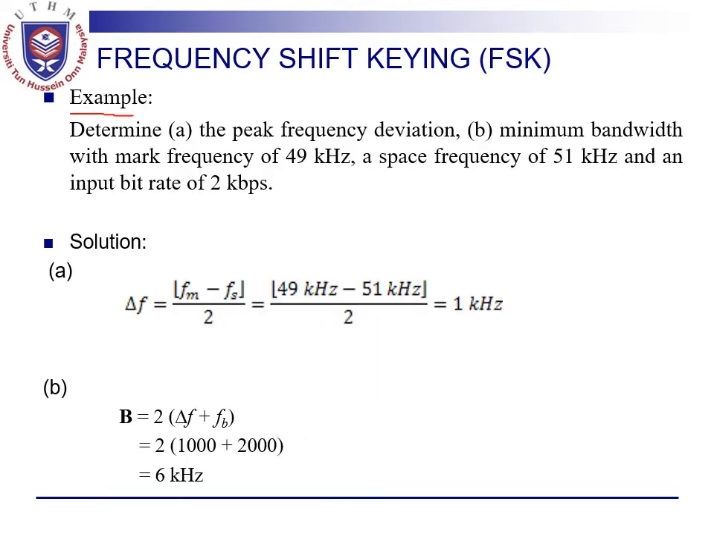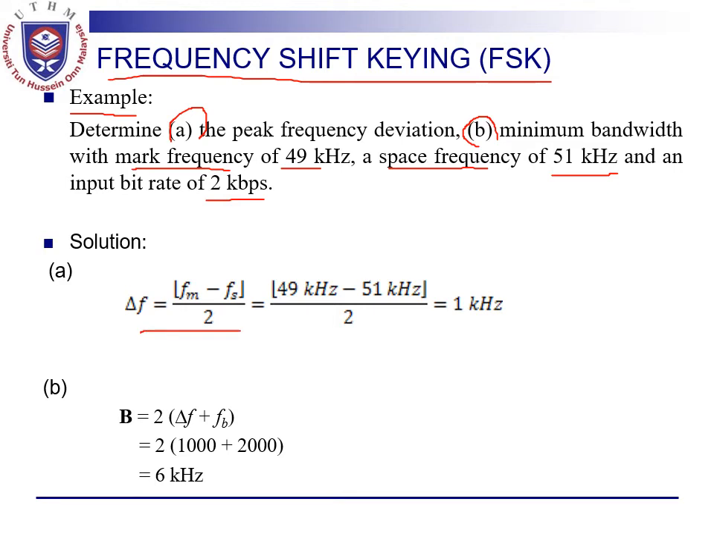So this is an example question for frequency shift keying. Determine A, the peak frequency deviation, and B, minimum bandwidth, with mark frequency of 49 kilohertz and space frequency of 51 kilohertz, and given bit rate is 2 kilobit per second. So it's a simple example. The important thing is how you extract the value and then plug it into the formula. So for the frequency deviation, the answer is 1 kilohertz, while the minimum Nyquist bandwidth is 6 kilohertz.